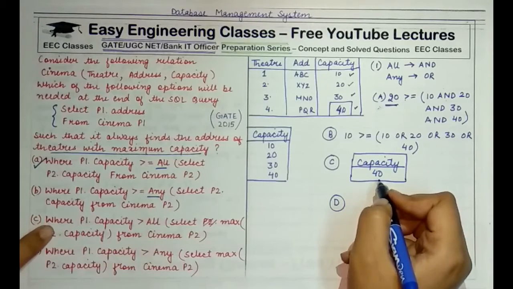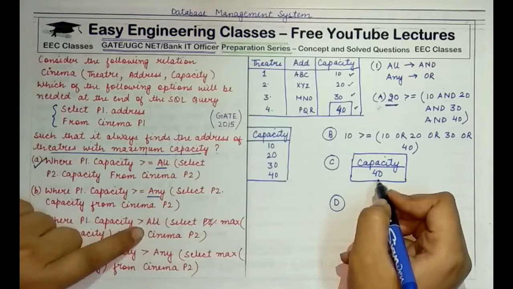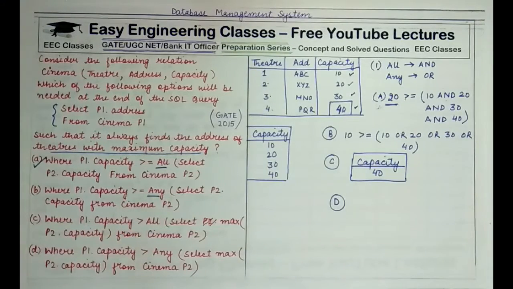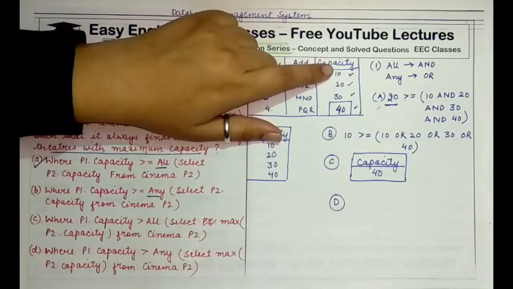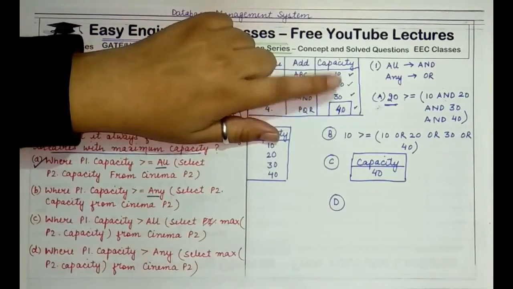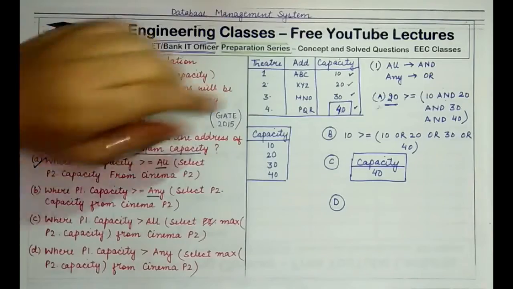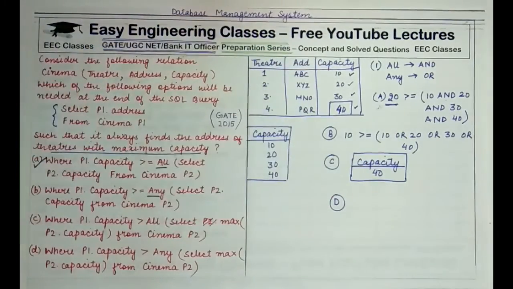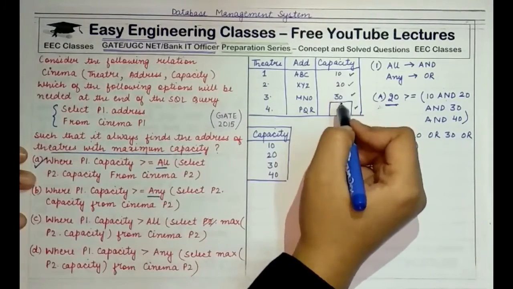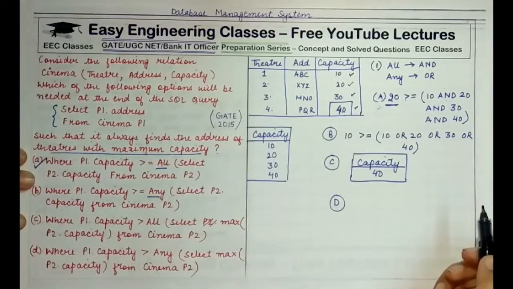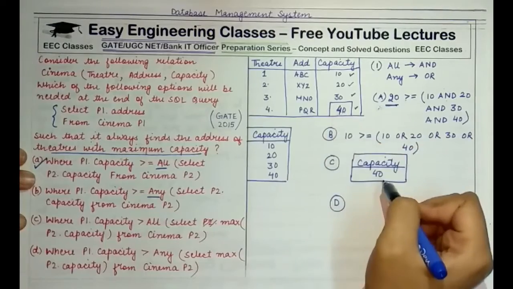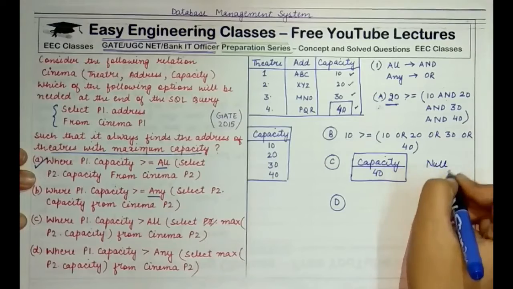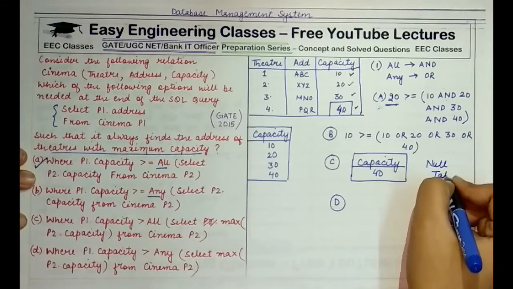Now what is the outer query? Where P1 dot capacity is greater than all. So basically this part is asking us to choose a value out of these four options, so that the value that we choose is greater than 40. Since no value that is present here is greater than 40, 40 is equal to 40, it is not greater than 40, therefore it would result in a null table or a null set.